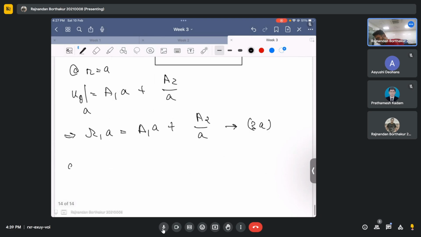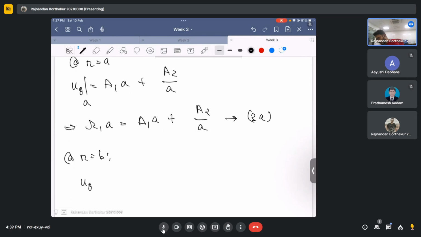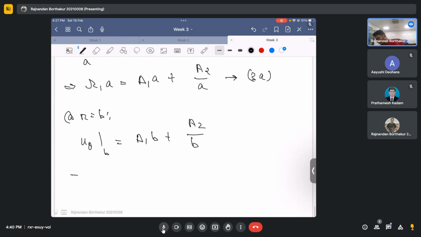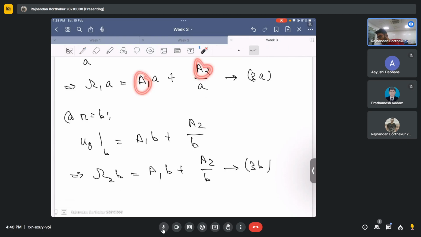Similarly, if we apply this at r equals b, we will get u theta at b equals a1 times b plus a2 by b, and u theta at b is just omega 2 times b, where omega 2 is basically the rotational velocity of the outer cylinder. So this becomes omega 2 b equals a1 times b plus a2 by b, and this becomes equation 3b. Now again, we have two unknowns, which are a1 and a2, and we have two equations, which are basically 3a and 3b.